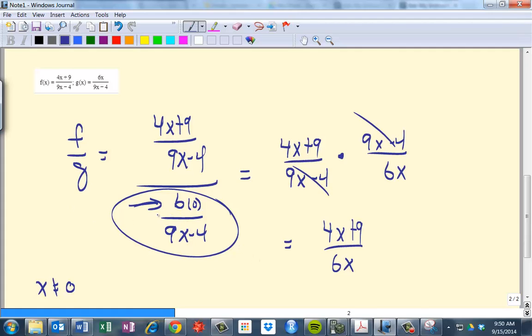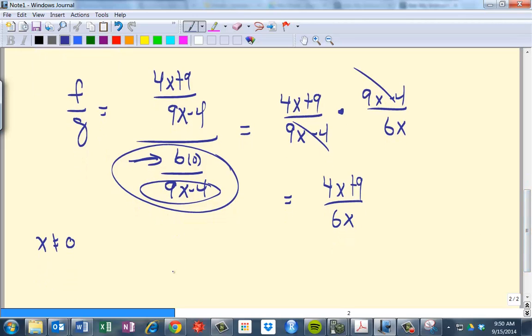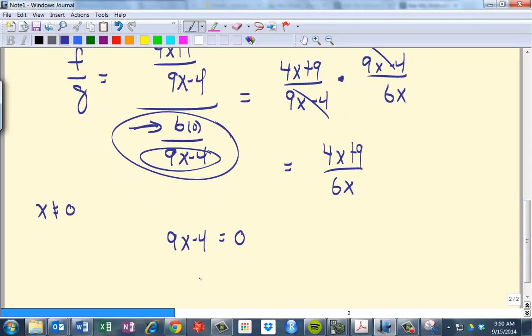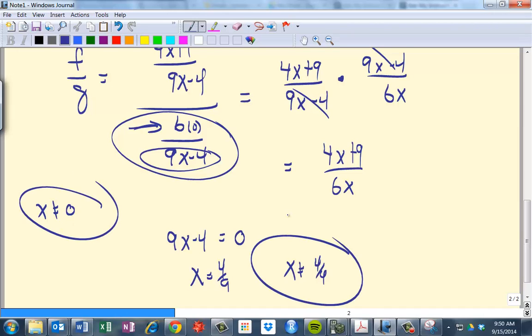And the other thing that we cannot have is this guy to be 0. So we've already said that 9x minus 4 cannot be 0. When is it equal to 0? Well, when x is equal to 4 over 9. So x cannot be 4 over 9. So really it's just these two numbers here. And probably it's putting it in that gave you a little trouble.